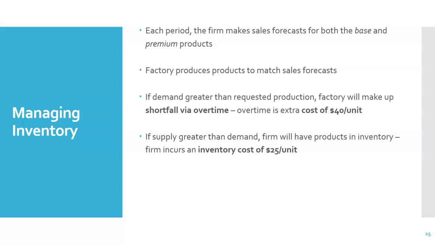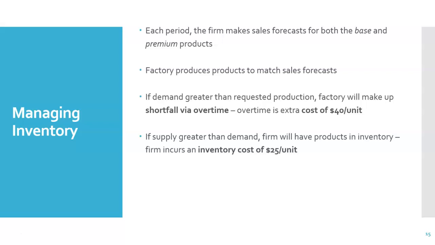But for the first quarter, you're not going to have your sales forecast. So you're going to have to look at the manual and kind of judge what you think you might produce. So it also depends whether you want your emphasis to be on the base products or the premium products.